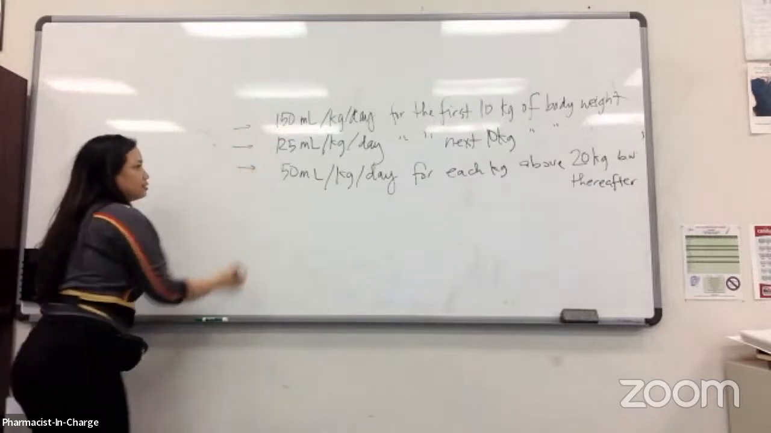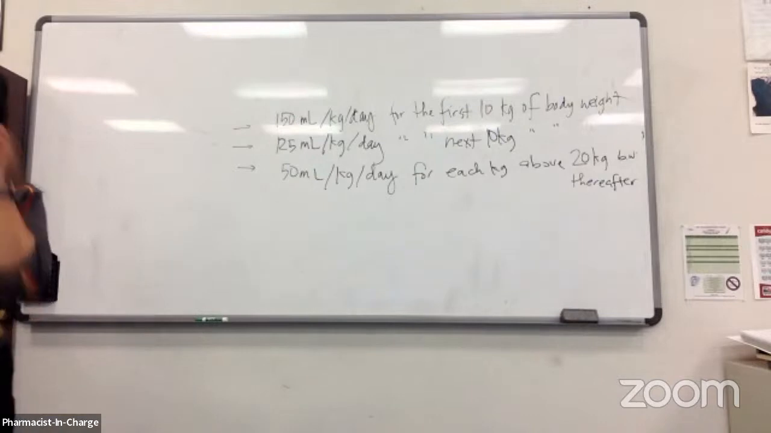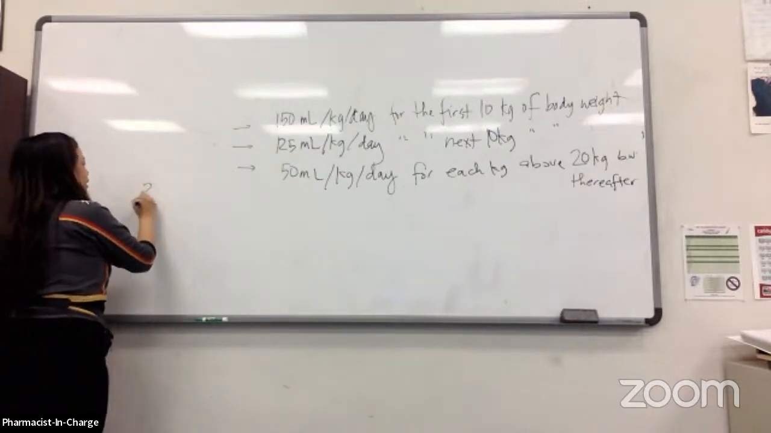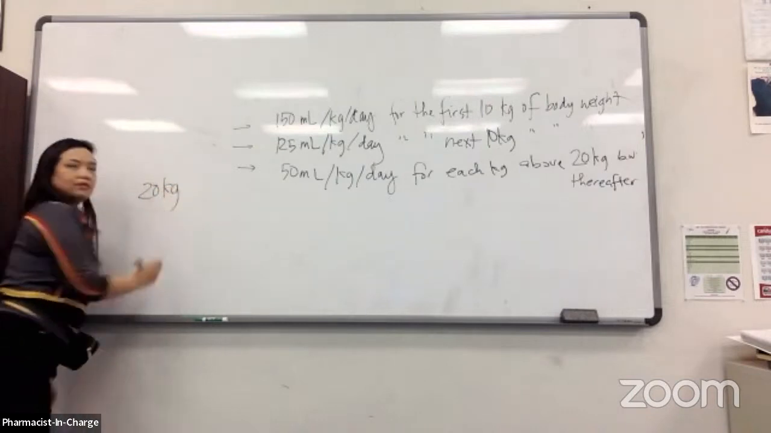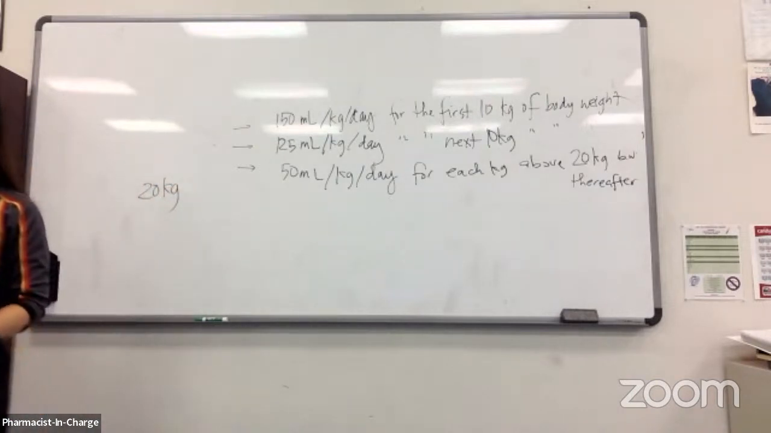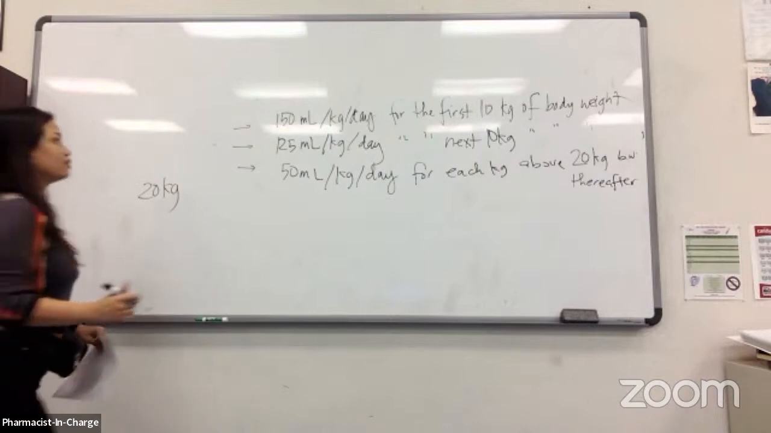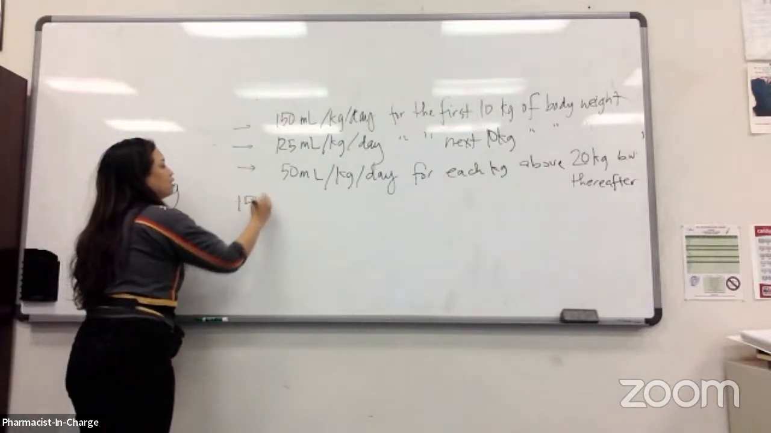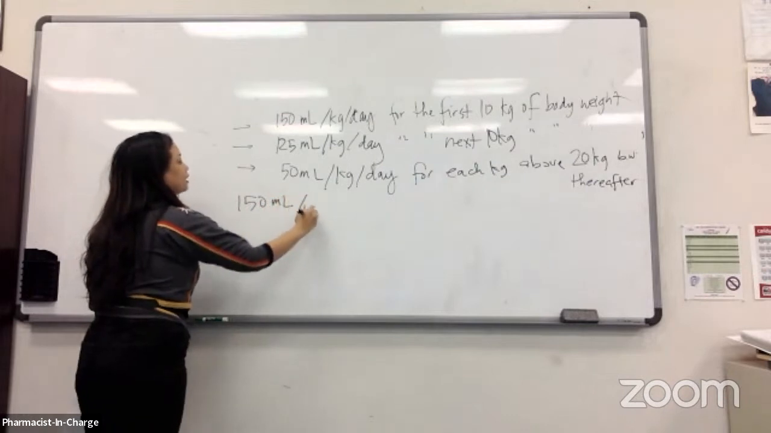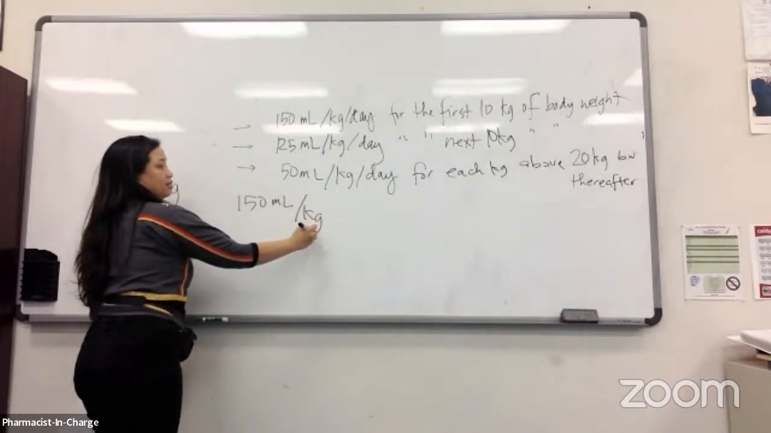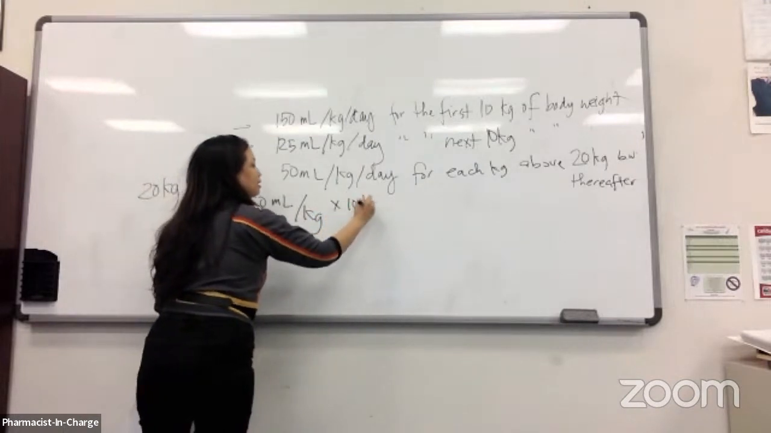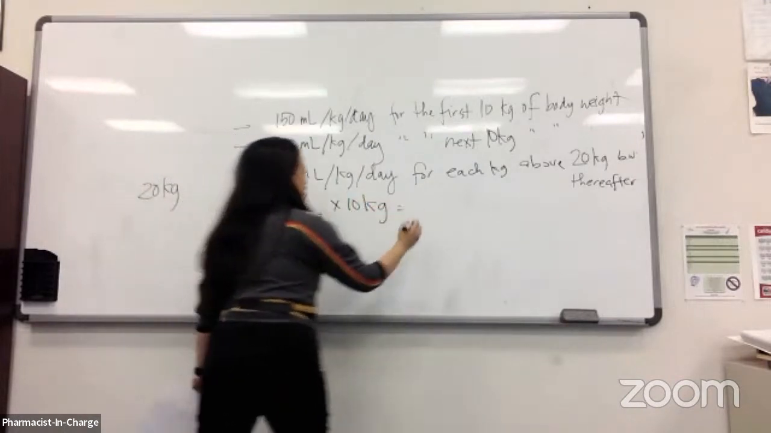You're going to look at it. So let's do Sarah, for example. Sarah is your patient. Sarah weighs 20 kilograms. Follow? So the first 10 kilograms will be, because it's 150 ml per kilogram, you multiply that by 10 kilograms. What is the answer?